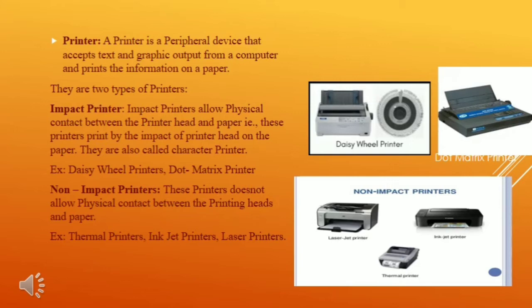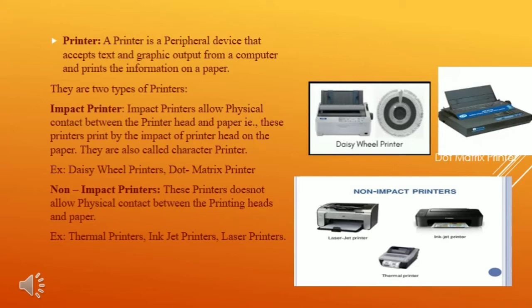Impact printers allow physical contact between the printer head and the paper. These printers print by the impact of printer head on the paper. They are also called character printers. Examples of impact printers are daisy wheel printer and dot matrix printers. You can observe the image of daisy wheel printer and dot matrix printer on the screen.